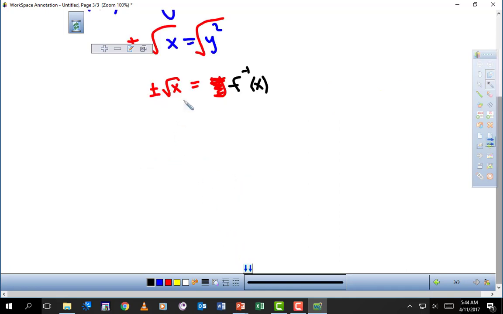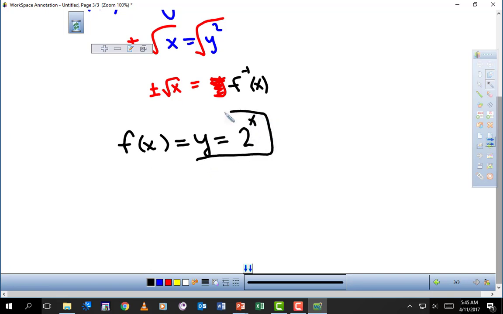Well, so here's the problem. When we have an exponential function, let's say we have f of x, we'll call it y again, equal to 2 to the x. So we're looking at this function right here, and we're trying to find the inverse. Well, what happens is we switch variables, and so we have x is equal to 2 to the y. Well, now how do we solve this equation for y?